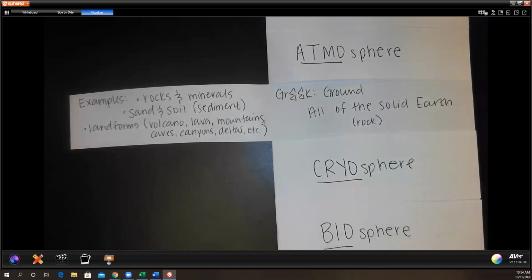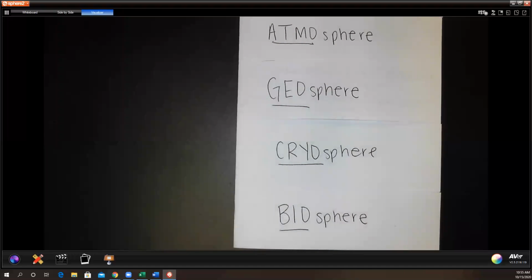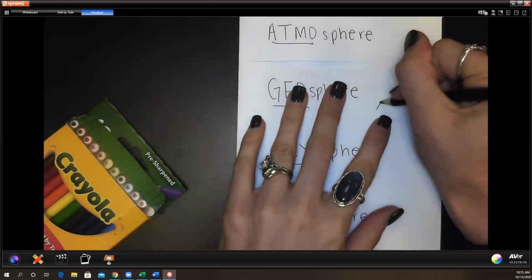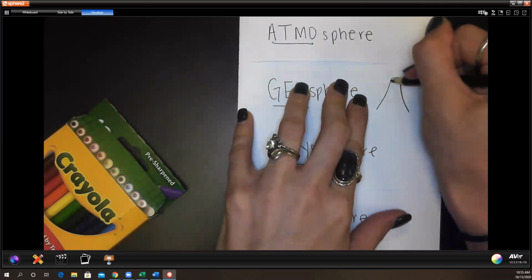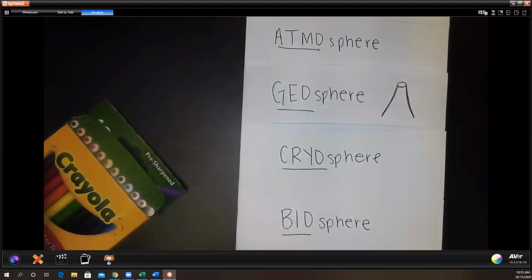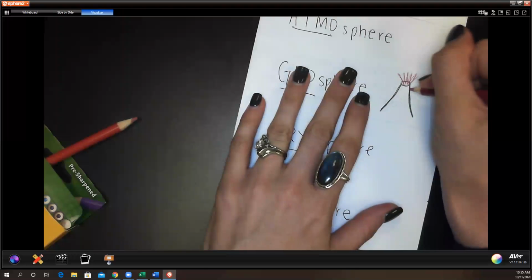I don't know about you guys, but I'm very big on drawing things to help me remember. So if you can, or if you want, it's up to you, you can draw a little picture on the front. So just to help me remember, I'm going to go to where it says Geosphere. And let's draw a volcano. I'm going to draw a volcano on the front. Or a mountain. So you can draw whatever you want. I'm going to draw a volcano. There's all my lava.